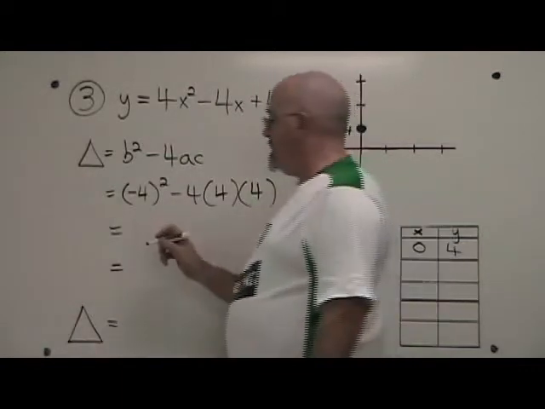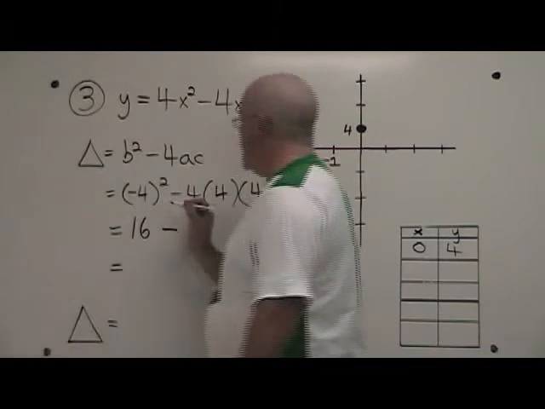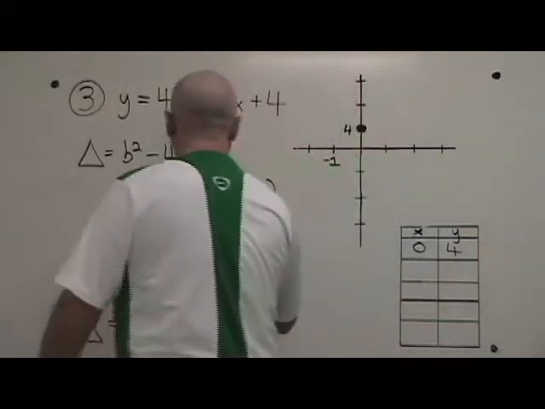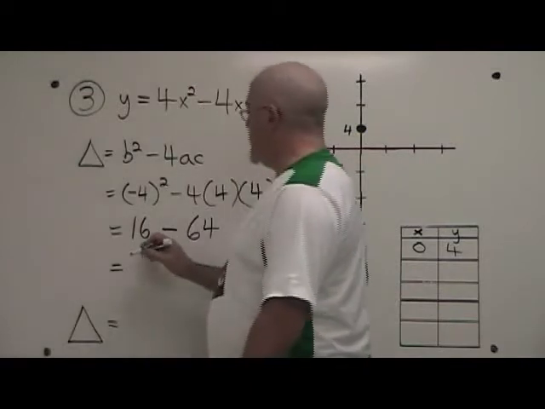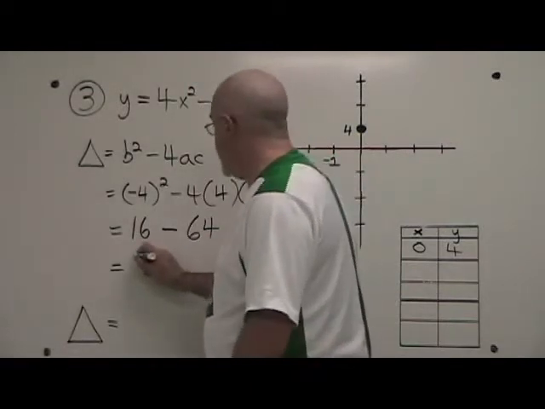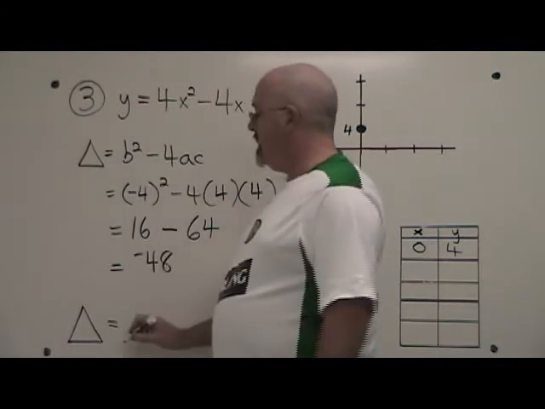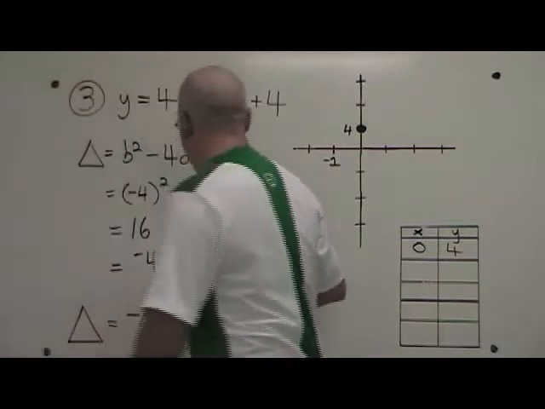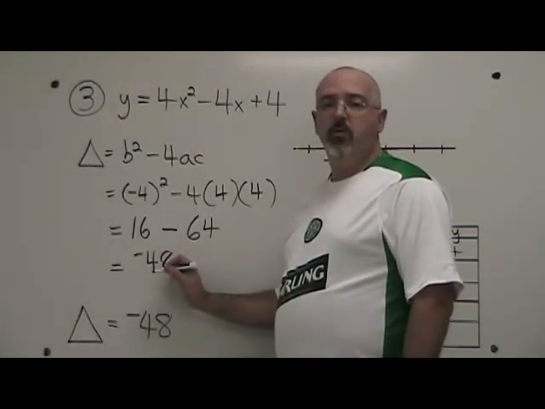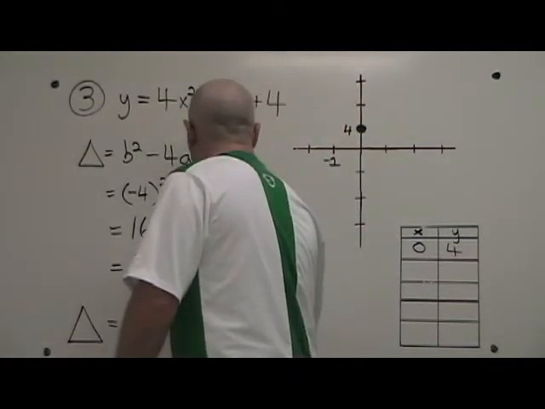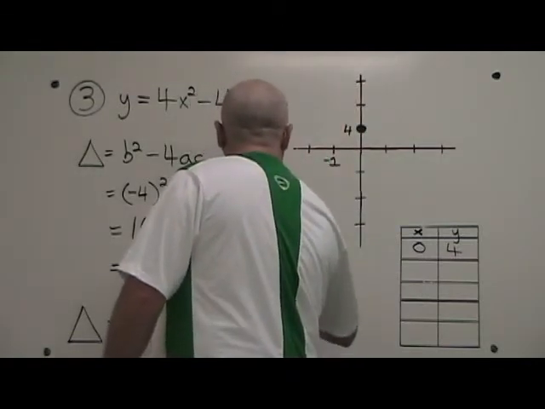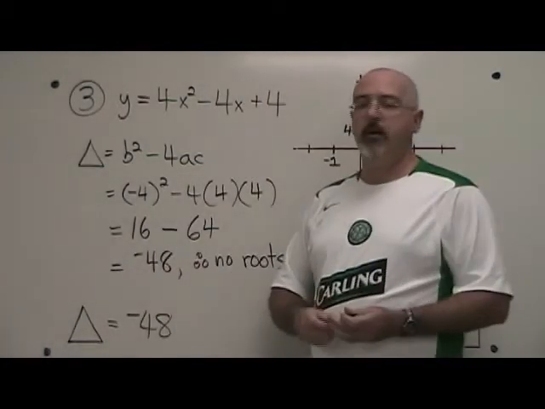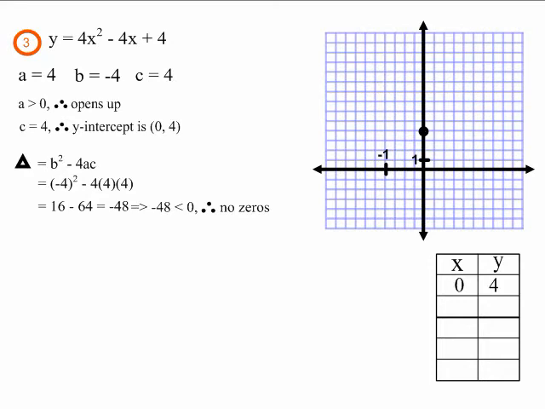Negative 4 squared is positive 16. And 4 times 4 times 4 is 64. 16 minus 64 is negative 48. Our delta is negative 48. And when delta is negative, it means there are no roots, no zeros. This is how you find delta for example 3. This is what example 3 looks like after finding the discriminant delta.